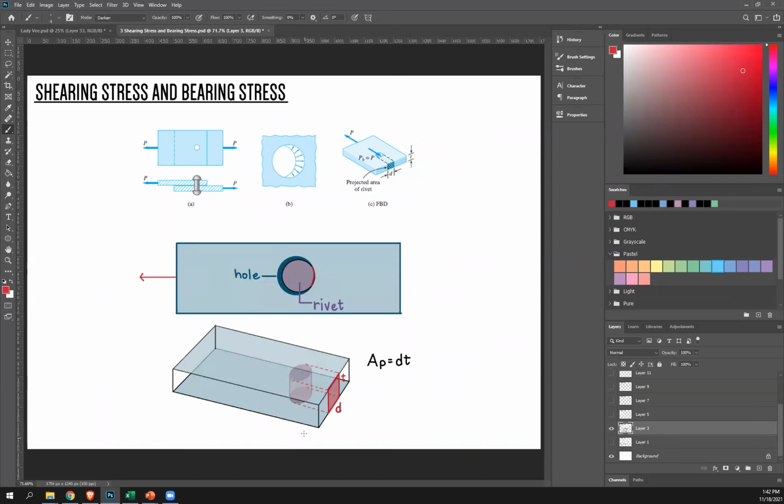Now, instead of analyzing it that way, where stress is force over area, with the area being a curved area, we'll use a projected area instead. And by projected area, I mean this. This is your rivet, projected onto a flat surface. Any flat surface. For example, on the side of your plate, you'll get a rectangle. The base of that rectangle is the same as the diameter of your rivet, and the height of that rectangle is the same as the thickness of your plate. So this projected area is simply dt.